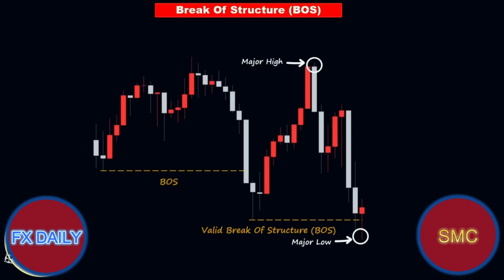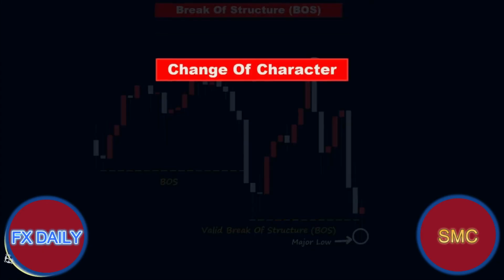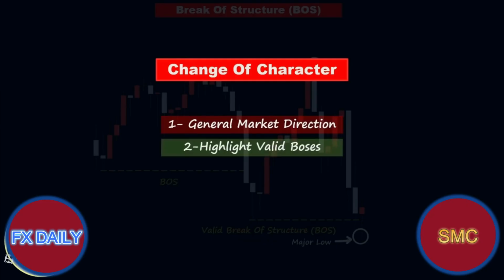Now that we have examined the different scenarios and the reasons for structure failure, there is another key factor in understanding market structure. Let's check together the change of character to identify a valid trend change. The first step is determining the general direction of the market, whether it is in an upward or downward trend. After that, you have to specify the valid structure failures on your price chart.